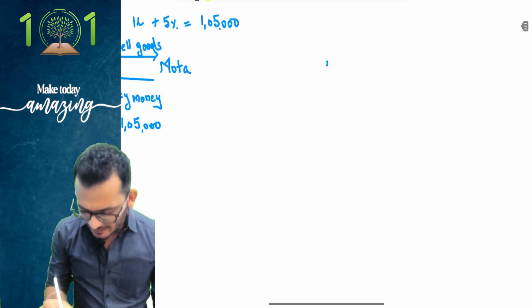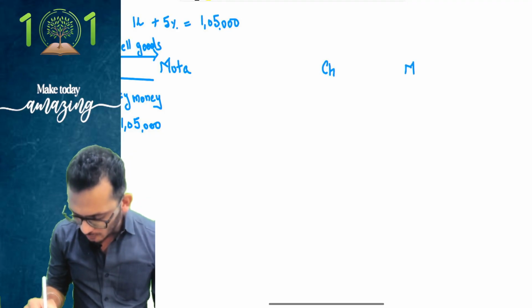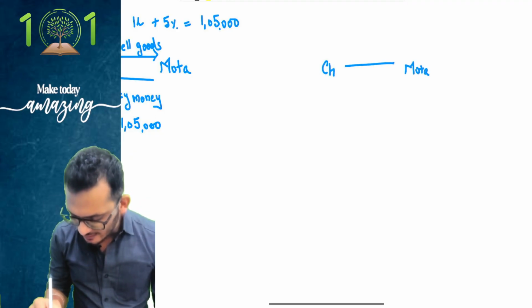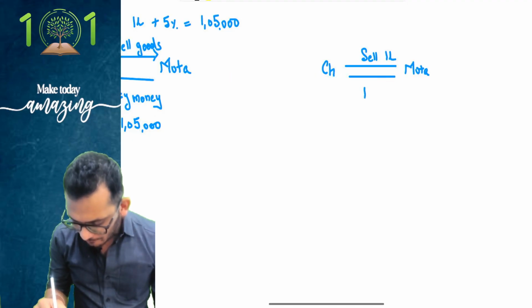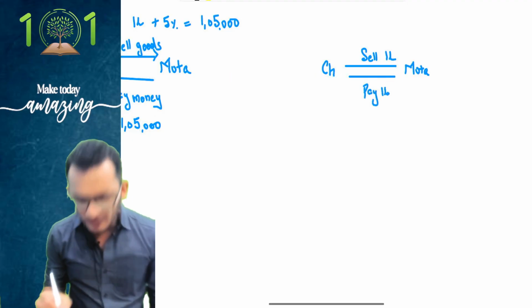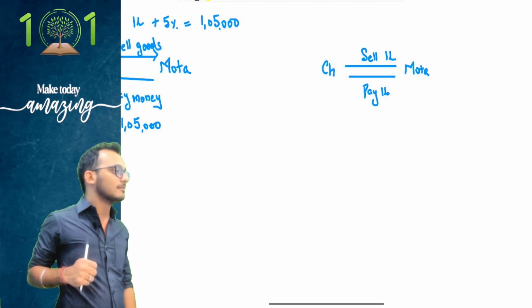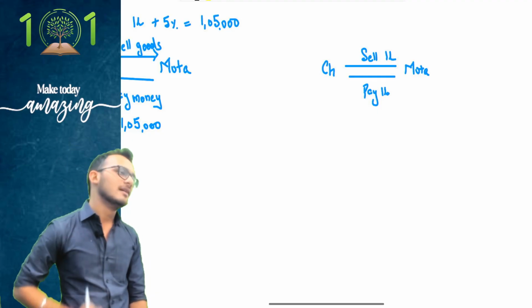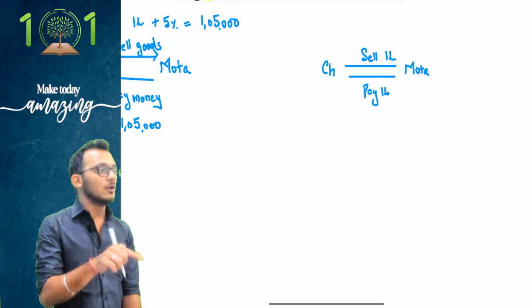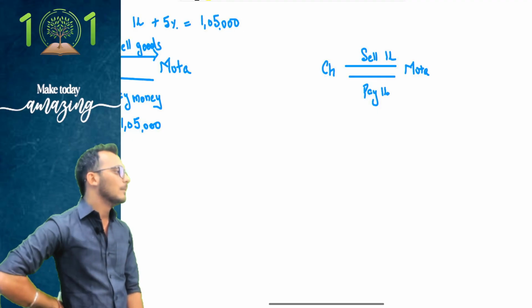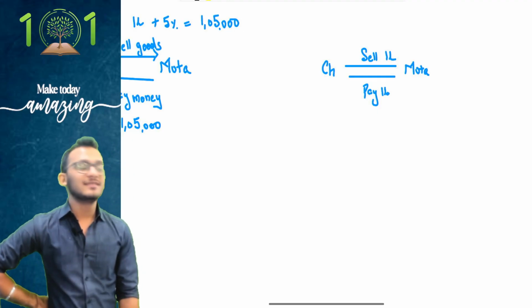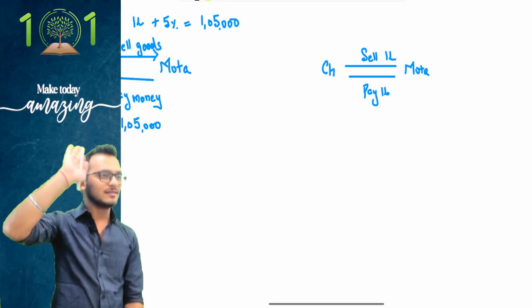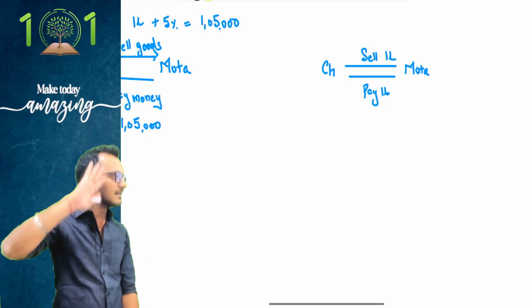Imagine this example where there is a guy called Chota, there is a guy called Mota. Chota sells goods for 1 lakh. Mota is paying 1 lakh. But at this stage, Mota will not pay 1 lakh because Mota has to now do TDS. What is TDS is my subject, people. I'll discuss it on the very last days of the batch.